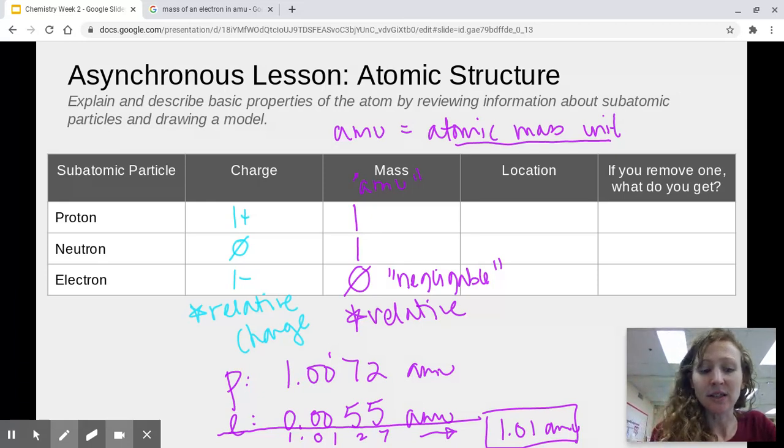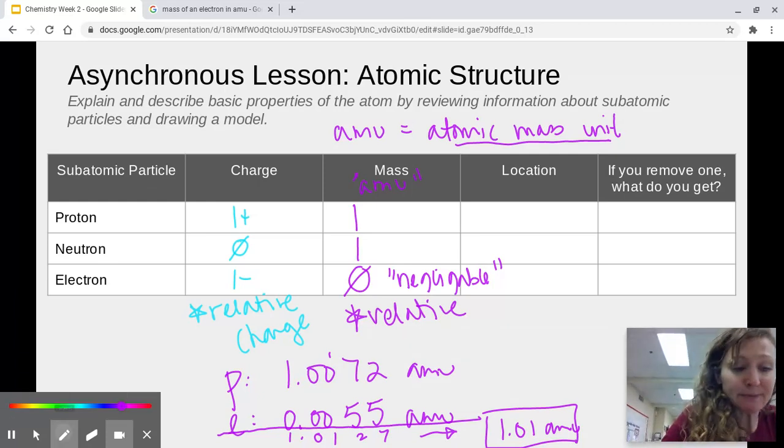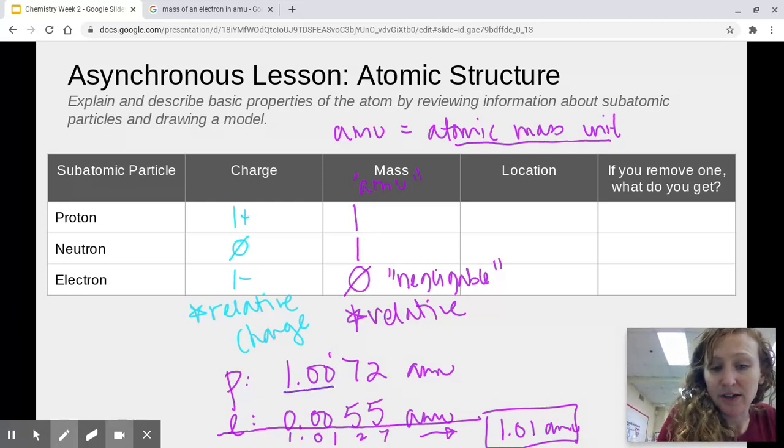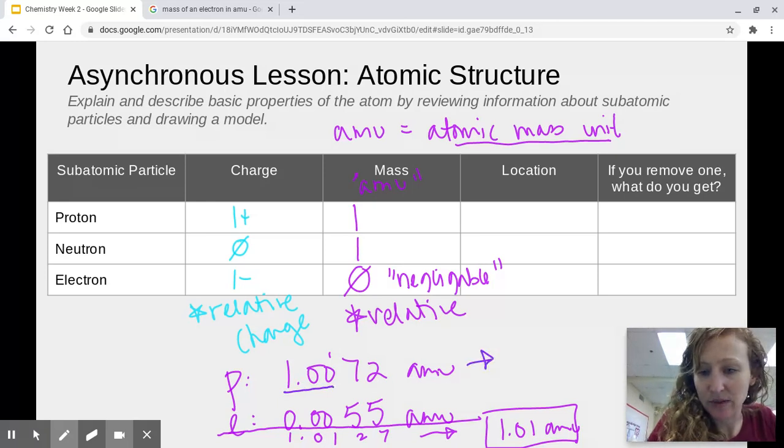Okay, now let's look at what happens if I don't add in the electron. What's the mass of a proton by itself, rounded to the same place? Okay, so I'm going to again round to the first 3 significant figures. I cut off that 7. That 7 rounds the 0 up, so 1.01 AMU.